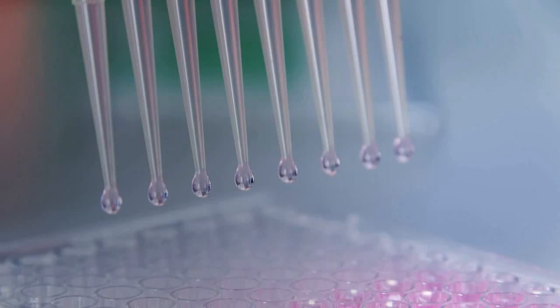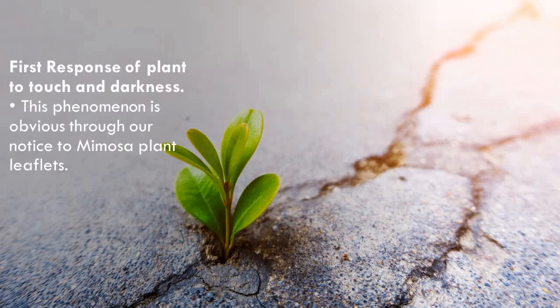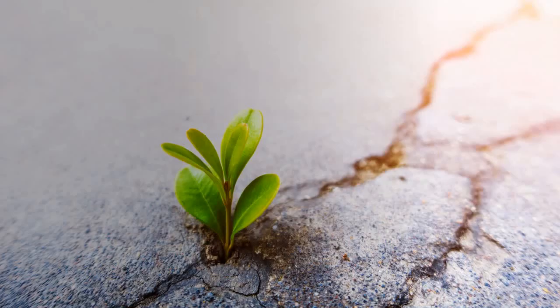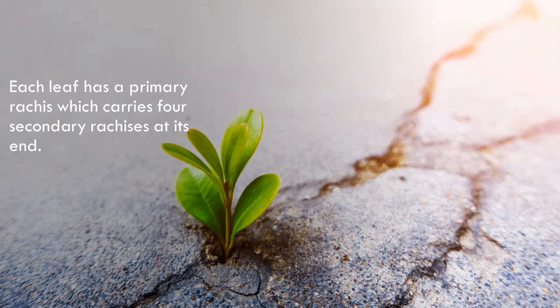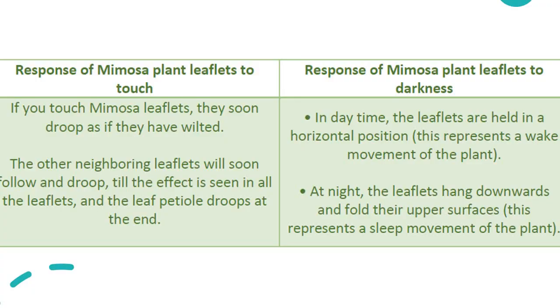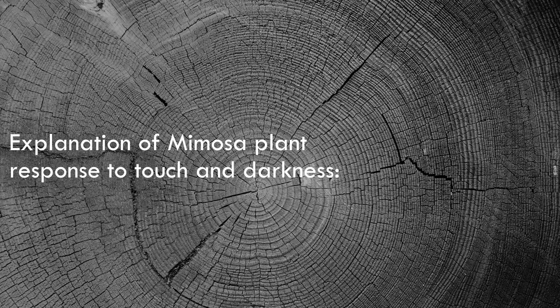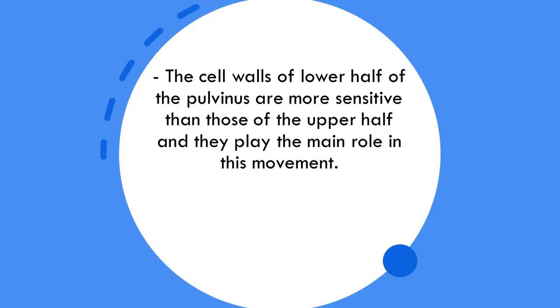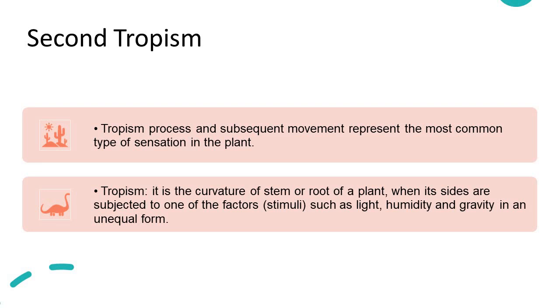Let's start with sensitivity in plants like the mimosa plant. We said before that the mimosa plant is one of the plants affected by touch, darkness, and light, and also due to its structure, the bulbous, swollen structure, which is affected by touch, light, and darkness. We talked about it in the last video about the mimosa plant. Today we are talking about the other type, which is tropism.